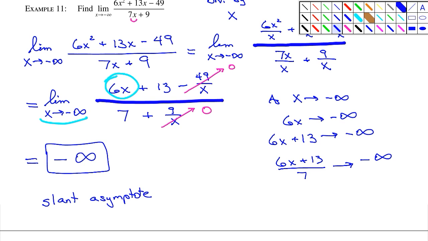And the slant asymptote for this would be y is equal to 6x plus 13 divided by 7. It's the parts that don't go to 0. That's extra. You don't need to know that.